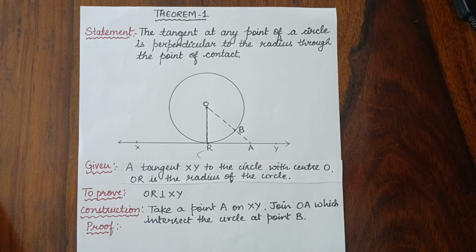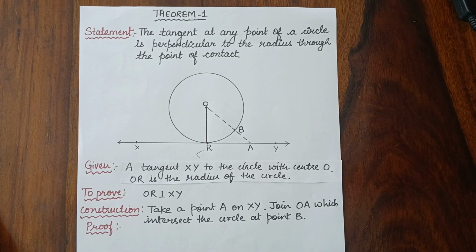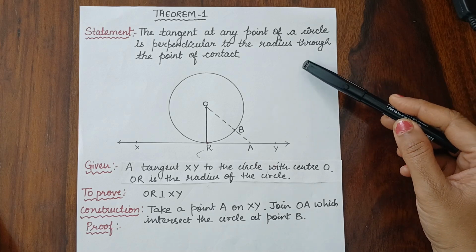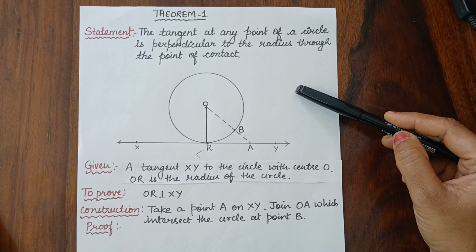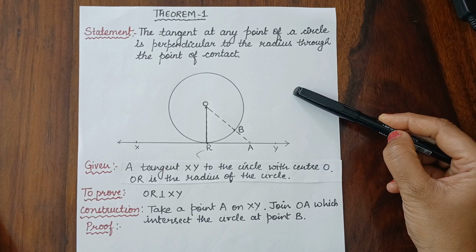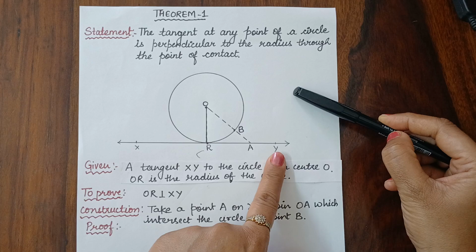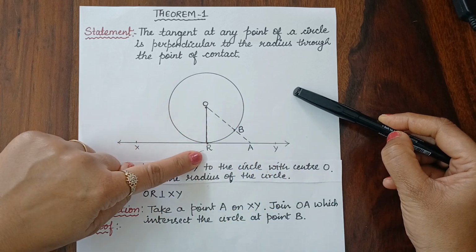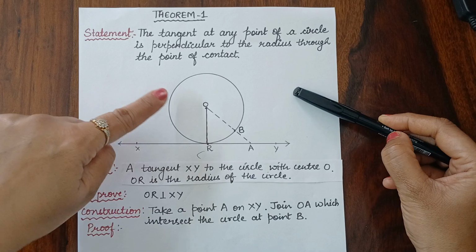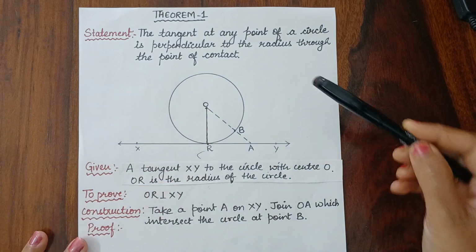Let us learn theorems from chapter 10, Circles. Theorem 1 states that the tangent at any point of a circle is perpendicular to the radius through the point of contact. It means what I need to show in this, if a tangent is given, I need to show that OR is perpendicular to this XY, or this tangent is perpendicular to OR.